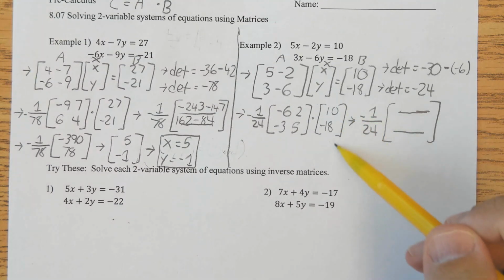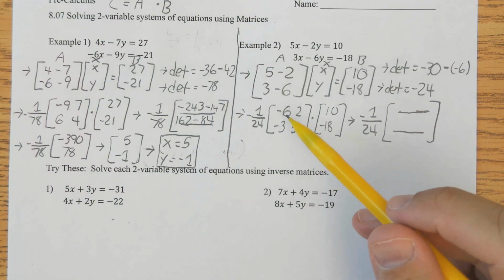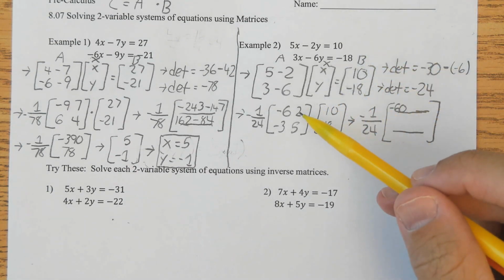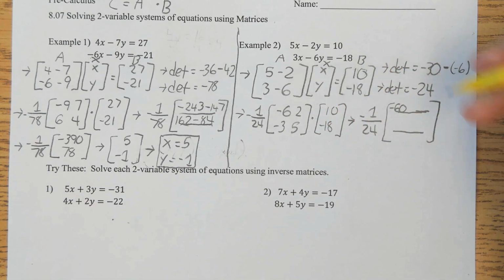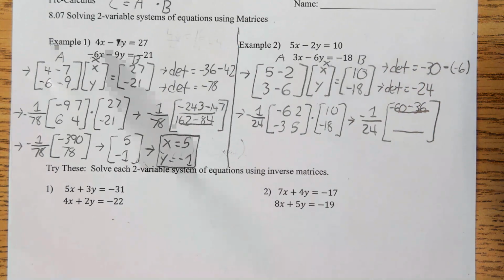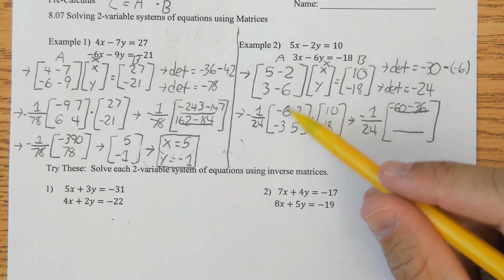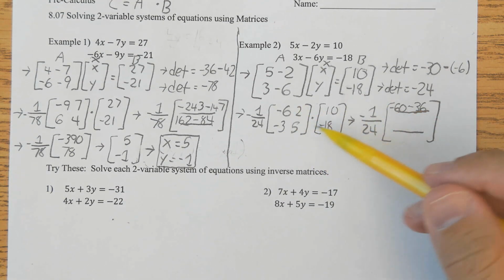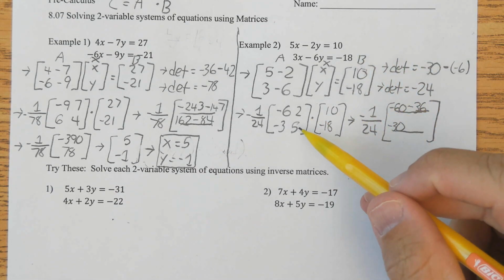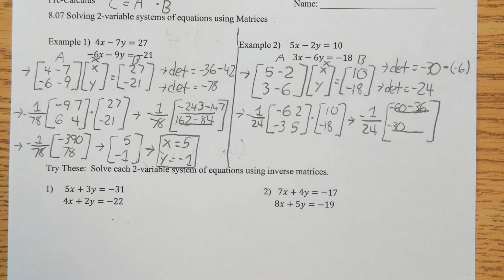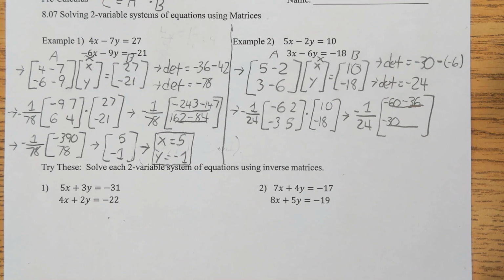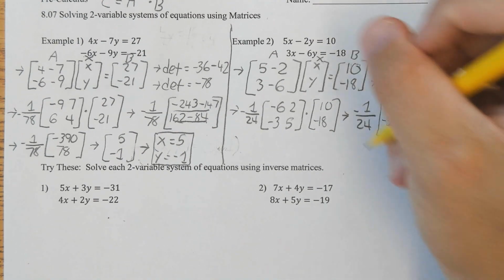So row 1 times column 1. So -6 and 10 are both first there. So -6 times 10 is a -60. 2 times a -18, -36. Okay, now we're moving on to row 2, column 1. -3 times 10, -30. 5 times -18. Can't think of that off the top of my head. Oh, that is, 5 times -18, that's going to be -90.